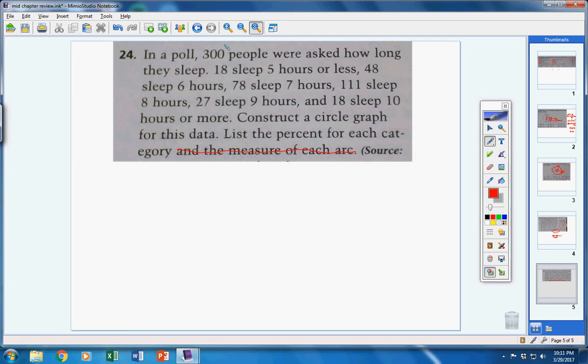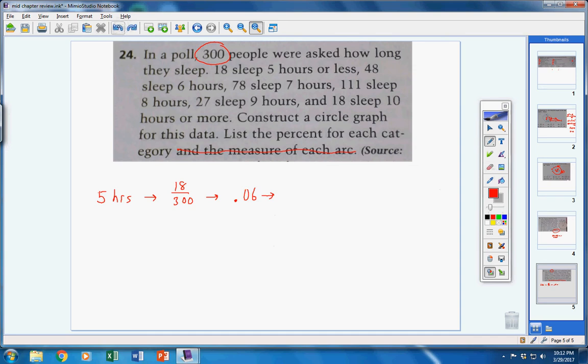So my total is 300 people, so people that got 5 hours or less, 18 people said yes, so that's 18 out of 300. If you type that into your calculator, 18 divided by 300, you will get 0.06, which is, move the decimal 2 places, 6%. Okay? I think we'll just leave these in decimals right now.